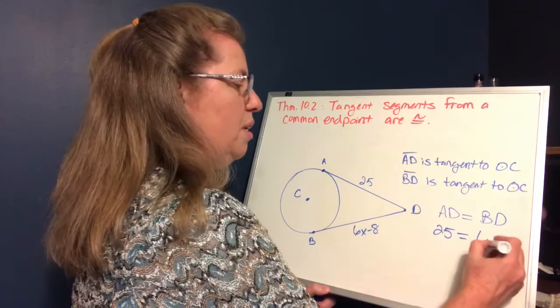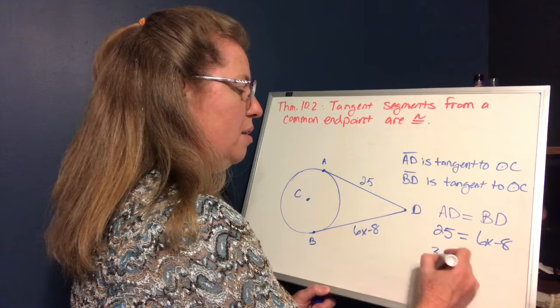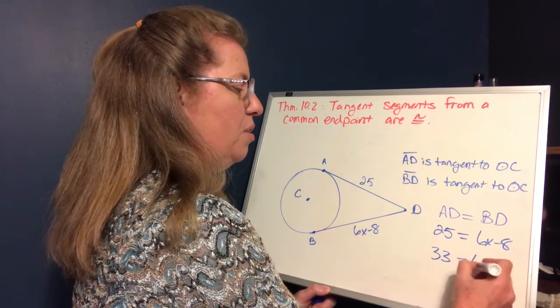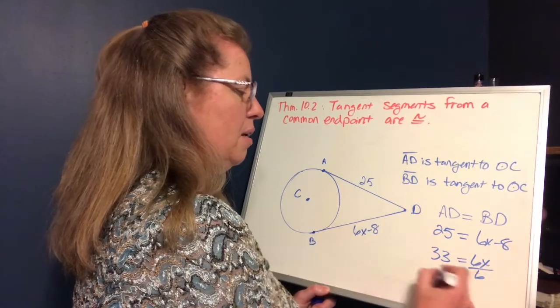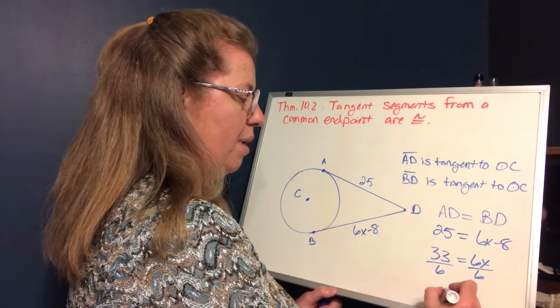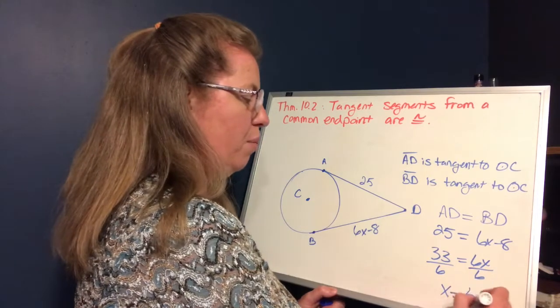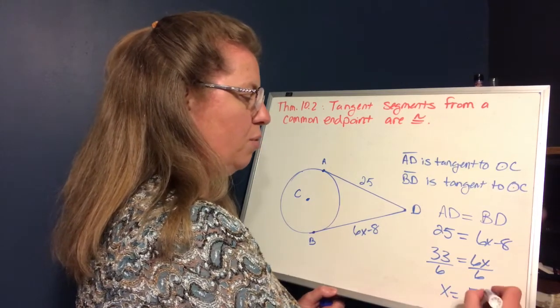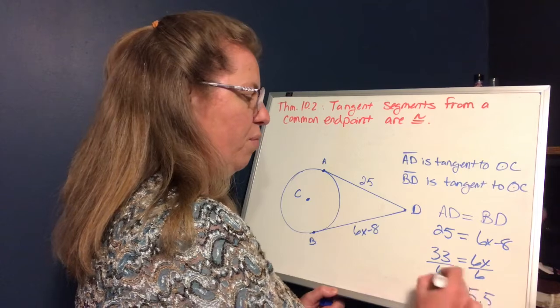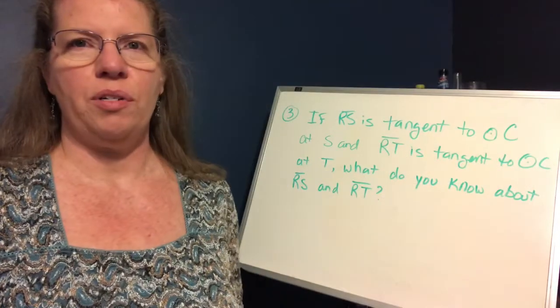25 equals 6x minus 8. We're going to add 8 to both sides. So 33 equals 6x. And to solve for x, we divide by 6. So our x is 5 and 3/6, or 1/2. 5.5 is our answer.